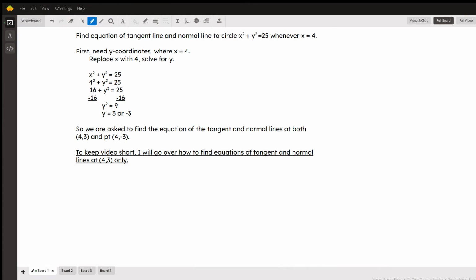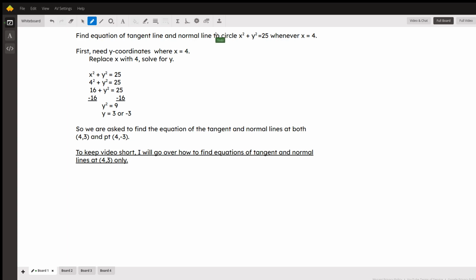Okay, in this video, I wanted to get you a good start to this problem. We're finding the equation of a tangent line and normal line to the circle x squared plus y squared equals 25 whenever x is equal to 4. First thing you need to do is find the y coordinate whenever x is equal to 4. In this problem, there's going to be 2.